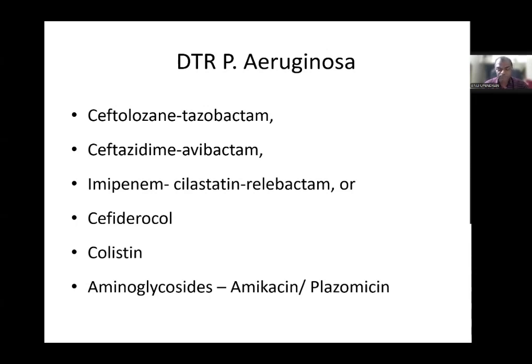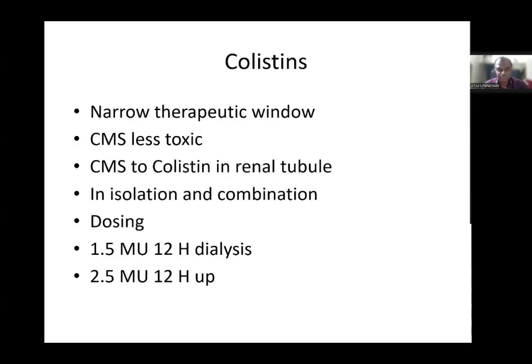Likewise, plazomicin as well. Plazomicin is a newer aminoglycoside which is supposed to be more effective in such situations. Colistin, we have been forced to use colistin because of carbapenemase. One must understand it has a very narrow therapeutic range, therapeutic window.